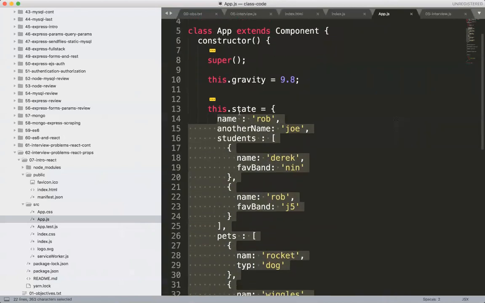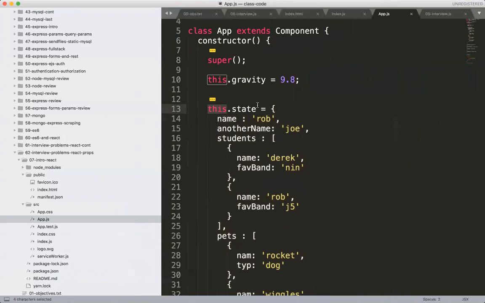This is something part of all ES6 classes. You can put any variables you want, but this.state is something very special in React. Any data that changes belongs in this.state. Any data that does not change, you don't put in this.state.